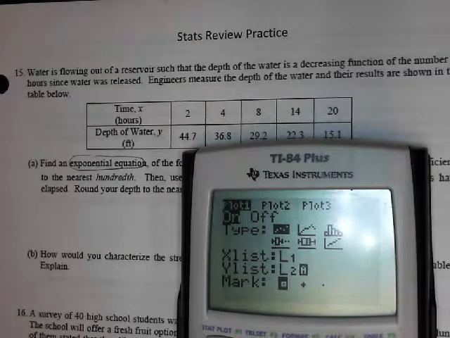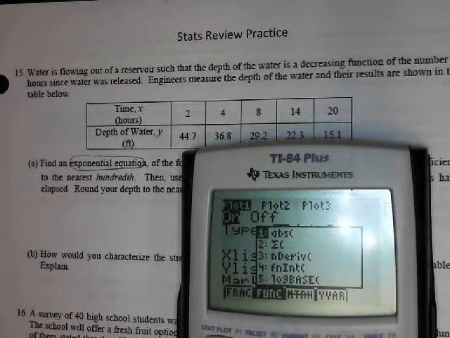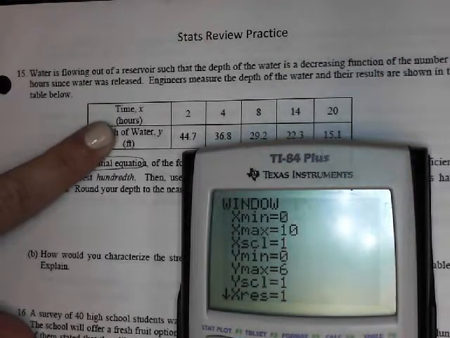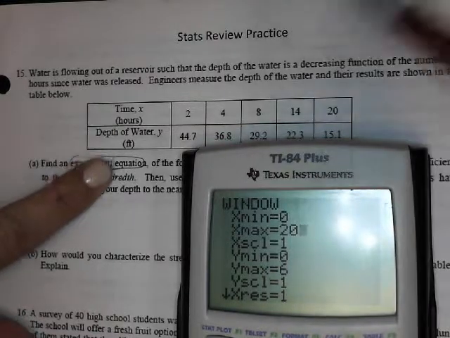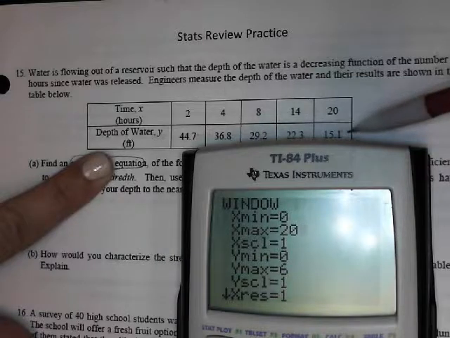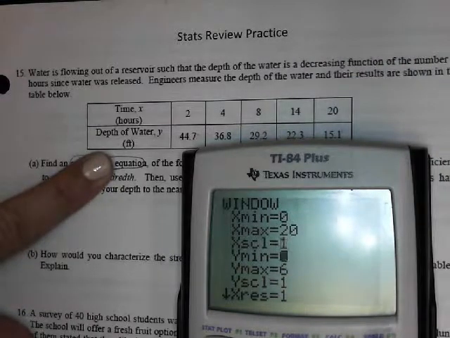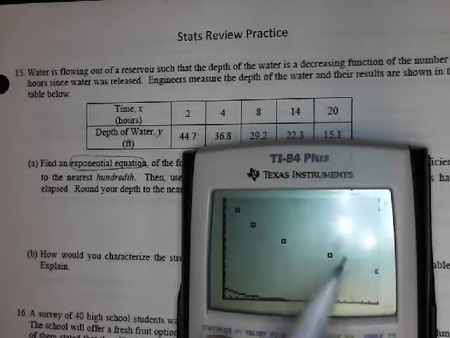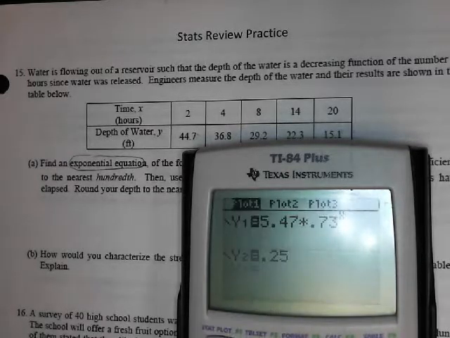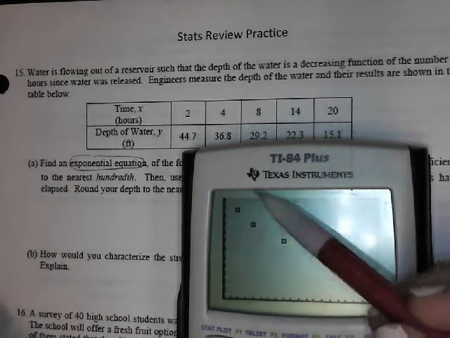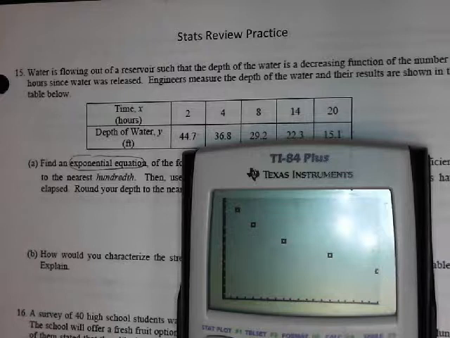When I go to create my scatter plot, my window needs to reflect my numbers. So my x's are from 0 to 20, so I'll get 0 to 20, and my y's are as high as 44.7, as low as 15, so I'll go from 0 to 50, and that should cover everything. So when I look at my scatter plot, I get that. I also got this line here. Remember, that's because I probably have some line or some curve in the y equals, and sure enough, I do have 2 there. So there's just my scatter plot. So you can see the exponential pattern.